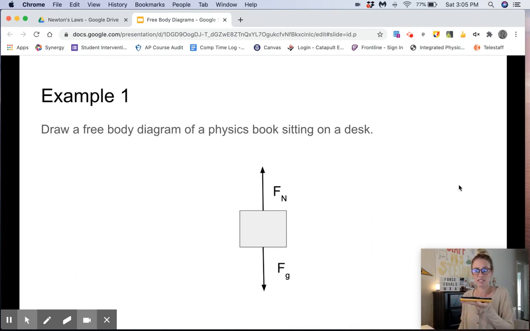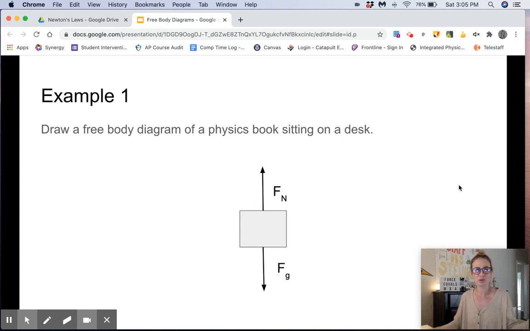So for example, if this is the table and this is the physics book, it's upwards, and it's what is causing that physics book to be held up. It's supporting the physics book. The physics book is resting on the table. So that's why I like to call it a resting force or a supporting force.